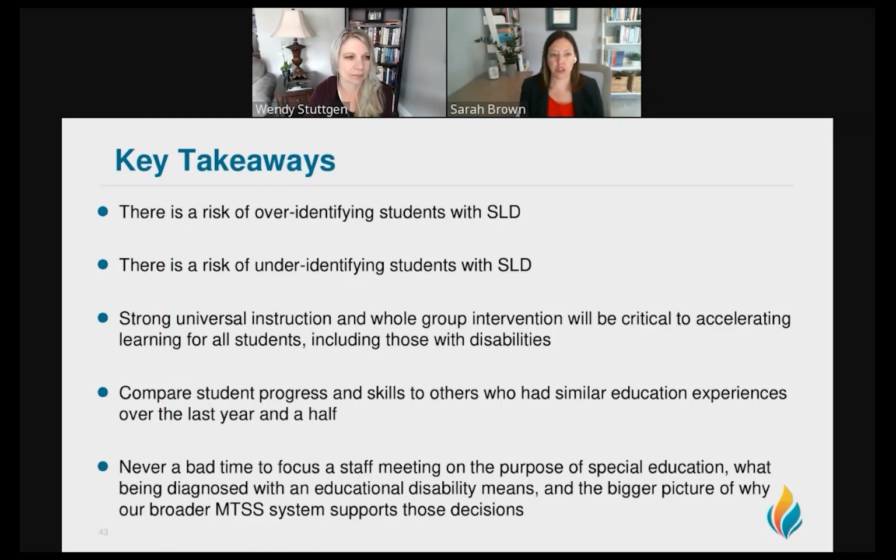Over-identification may occur if we start to see students who didn't have adequate access to high-quality instruction during the pandemic referred for special education services. And on the other hand, if we cite the pandemic as a reason to avoid referring anyone for special education services, we will potentially deny the due process rights of students who need those services. We also know that strong universal instruction and whole group interventions, while not specially designed instruction in nature, are an essential part of an instructional package for all students, including our friends with disabilities, and can help us avoid some of the over and under identification risks.